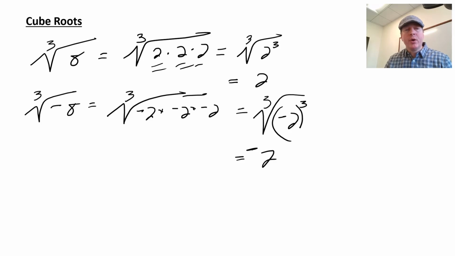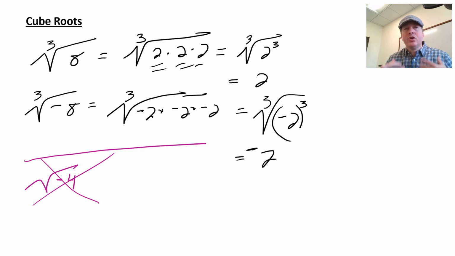Now, a point on roots: you can have the cubed root of a negative number. You cannot have the square root of a negative number. So the square root of -4 does not exist, it's not defined. There's no number that you can multiply by itself twice to get a negative number. So there's no such thing as the square root of a negative number.